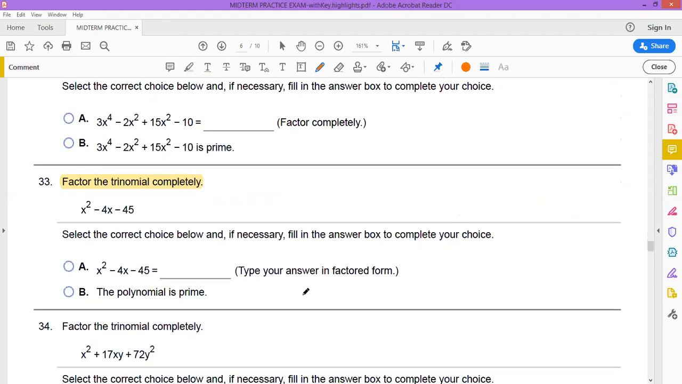All right, let's look at number 33. We have the trinomial x squared, I'm going to recopy it here, minus 4x minus 45.